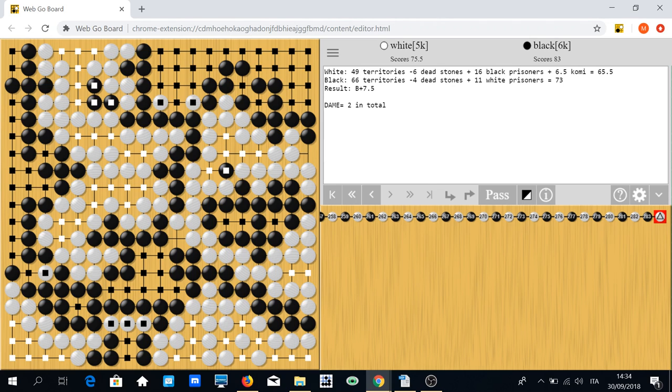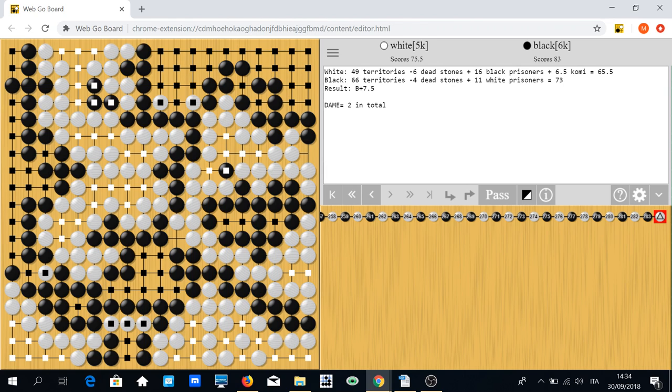The computer gives 65.5 because it adds this minus 6 to black and this minus 4 to white. But the count is the same. The difference is the same. The only thing that matters is the difference between white and black.